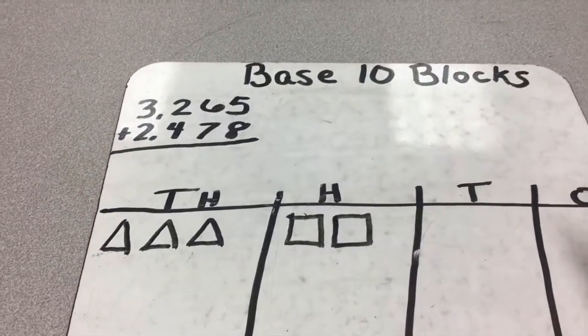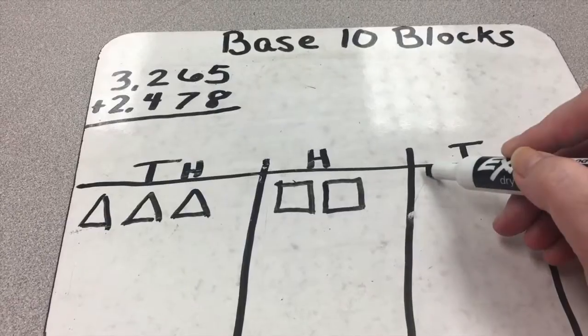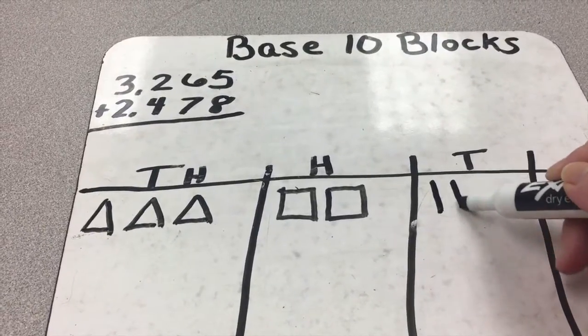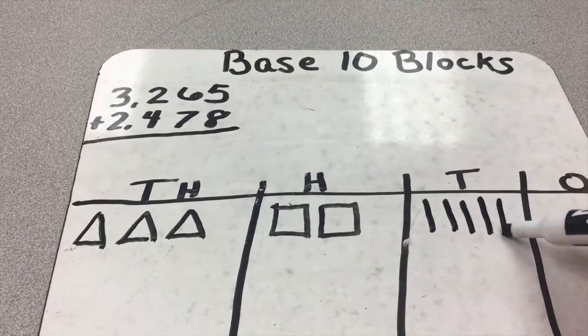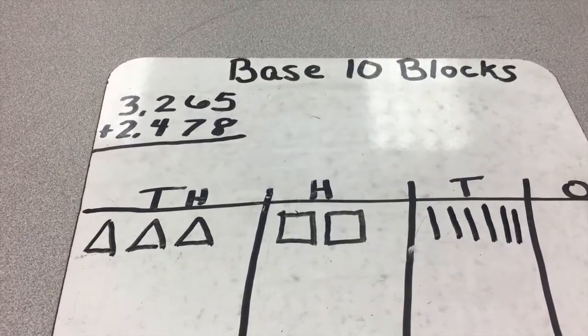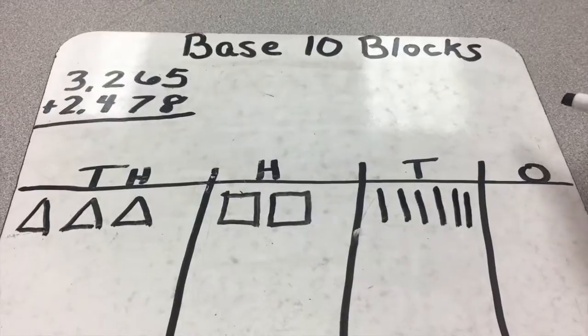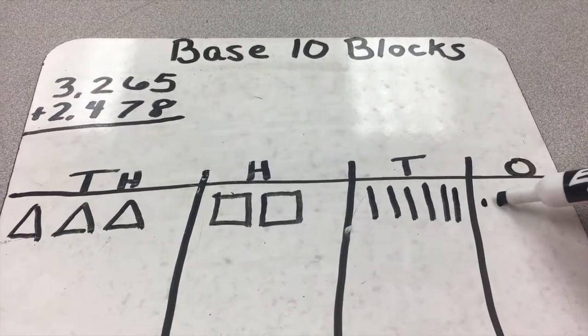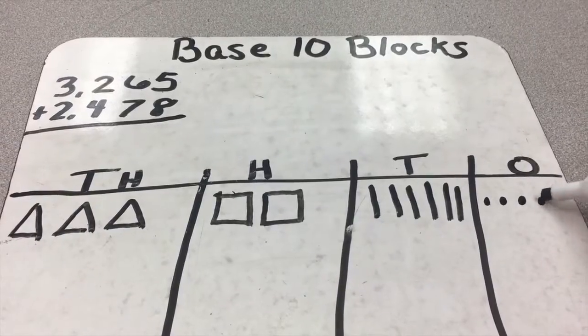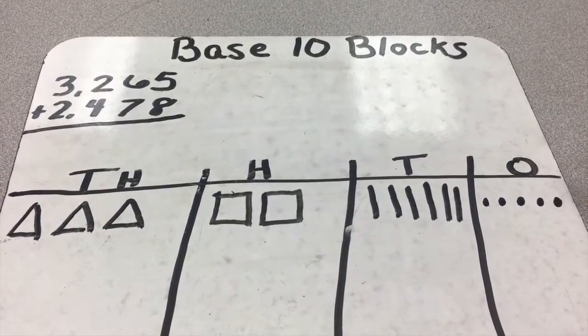Then I have 6 tens. The tens are just represented by a rod or a line. 1, 2, 3, 4, 5, 6. And then I have 5 ones. The ones are represented with a dot. 1, 2, 3, 4, 5.